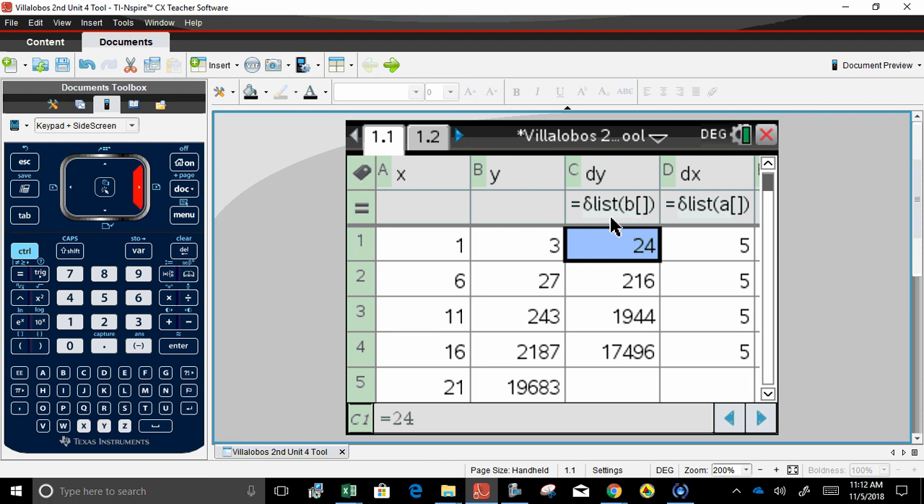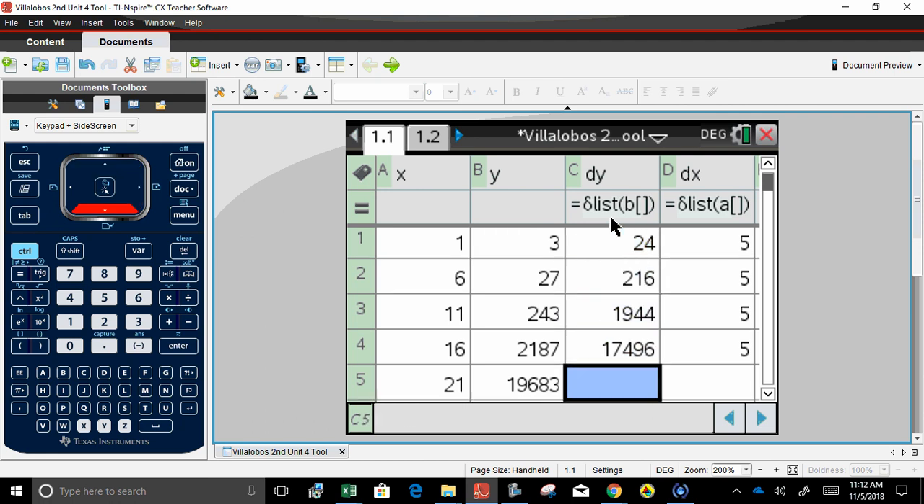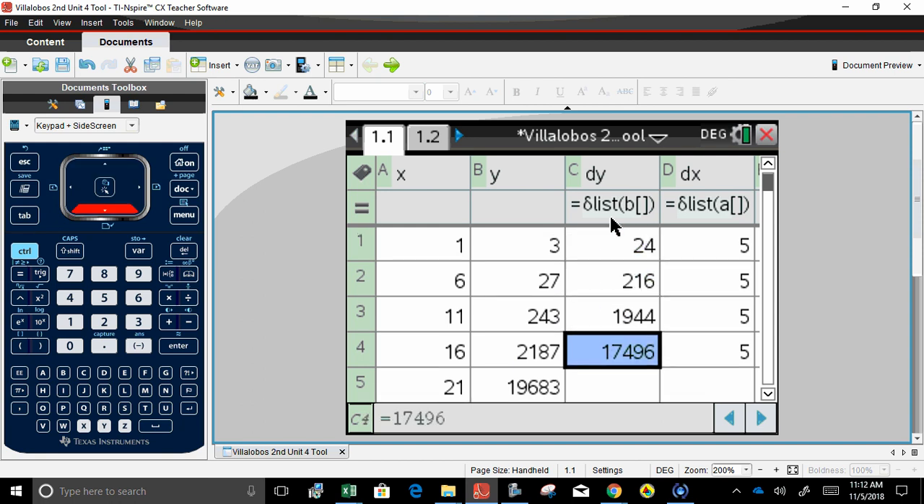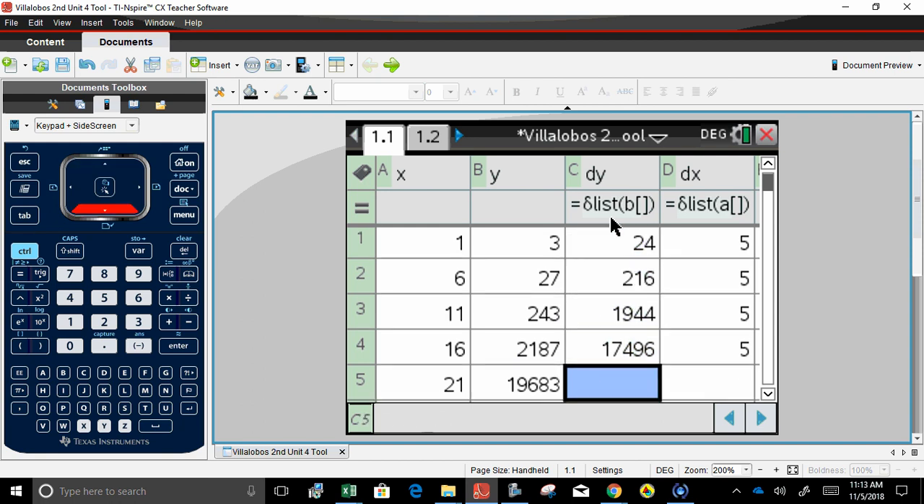Let's take a look at the difference in the y's. Is the difference in the y's constant? No. Is it growing? Yeah. It's increasing, right? It's increasing pretty fast. So that's a hint that it's exponential.